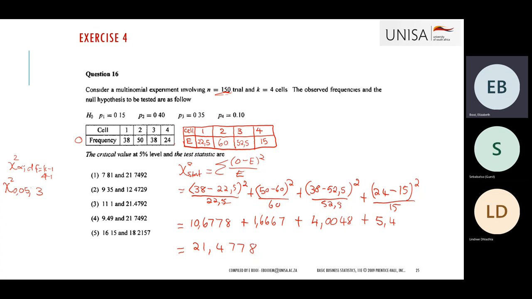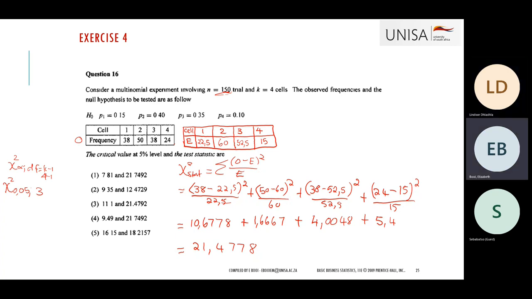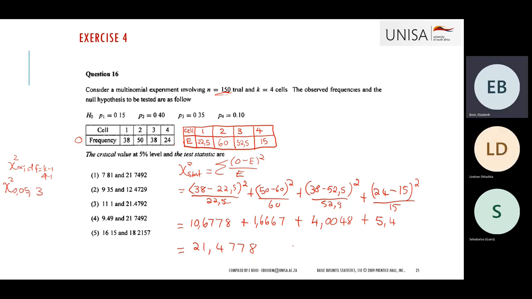And if we add them manually, in terms of the values that we have in front of us, 10.6778 plus 1.66 is 21.7493. So if we add them like this, then we get 21.7493.